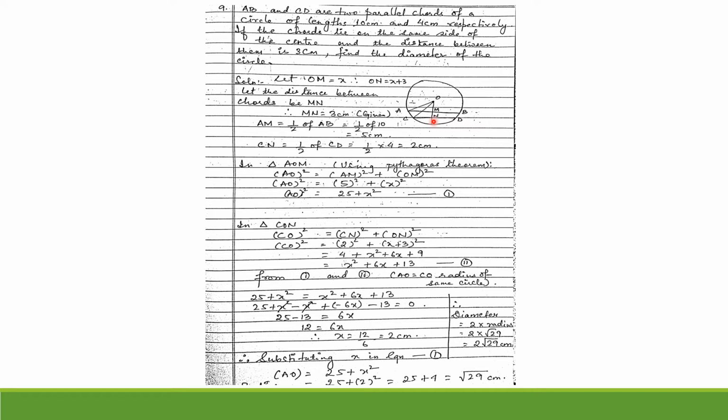Now in triangle AOM, we can use Pythagoras theorem and find out the value of AO here. So when I put the values, we get 25 plus x squared. Since we cannot further solve it, I am assuming this to be our first equation. Similarly, I have taken triangle CON. Again, using Pythagoras theorem, we can find out the value of the radius here, CO, and with this we got an equation like this, x squared plus 6x plus 13.